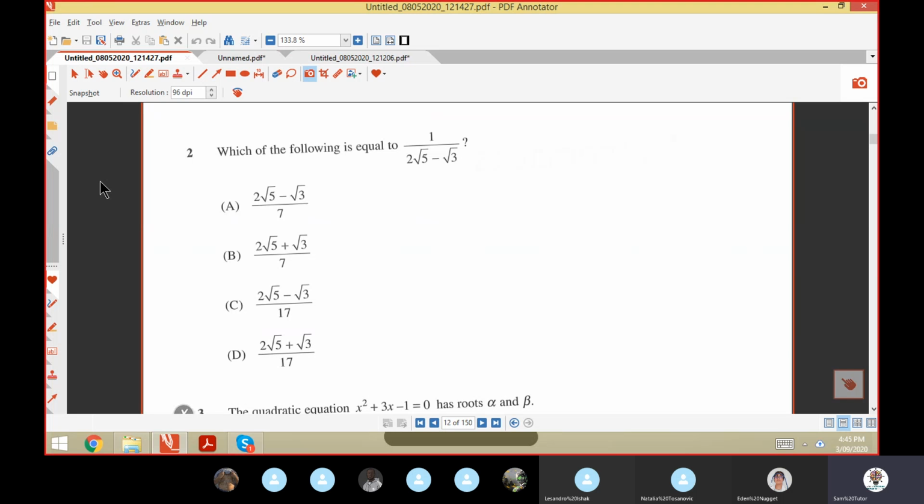Can anyone just see the answer? Well, I can cross out A and C straight away. Now I'm just tossing up between 7 or 17. Because the top has to be 2 root 5 plus root 3. And apparently it's 17. 2 times 2 is 4. 4 times 5 is 20. 20 take away 3.